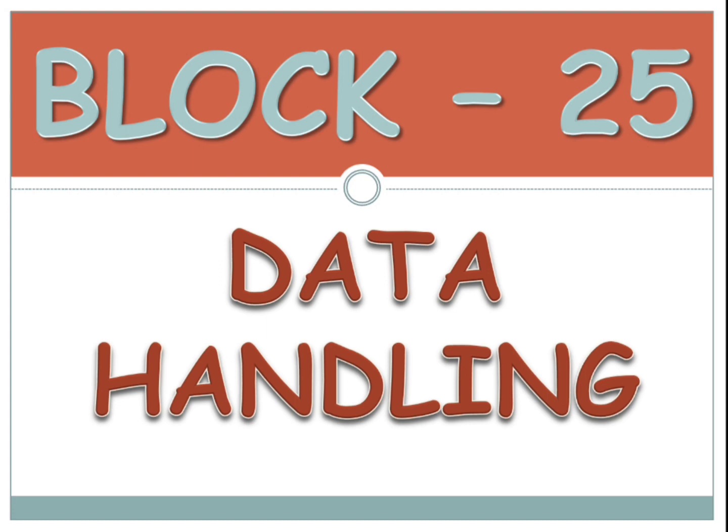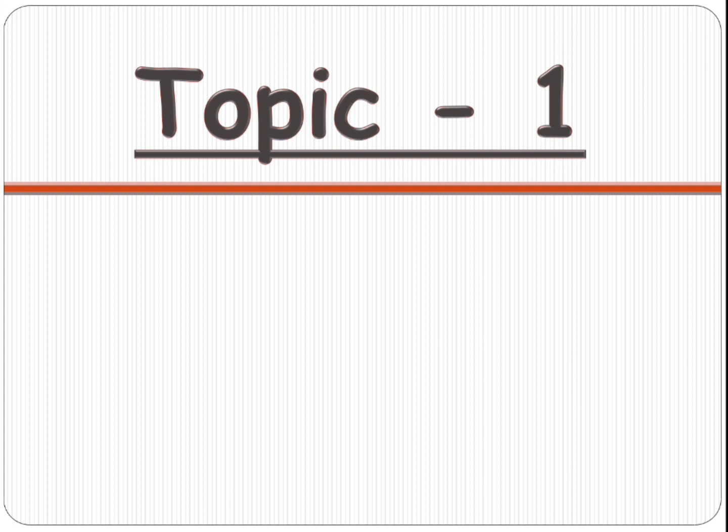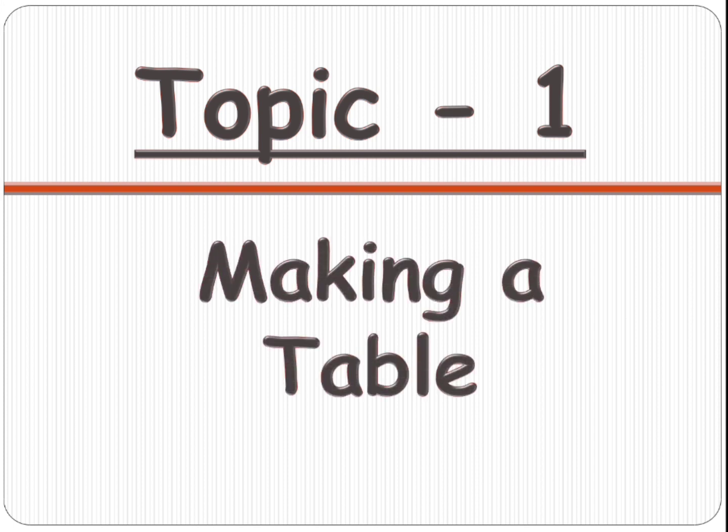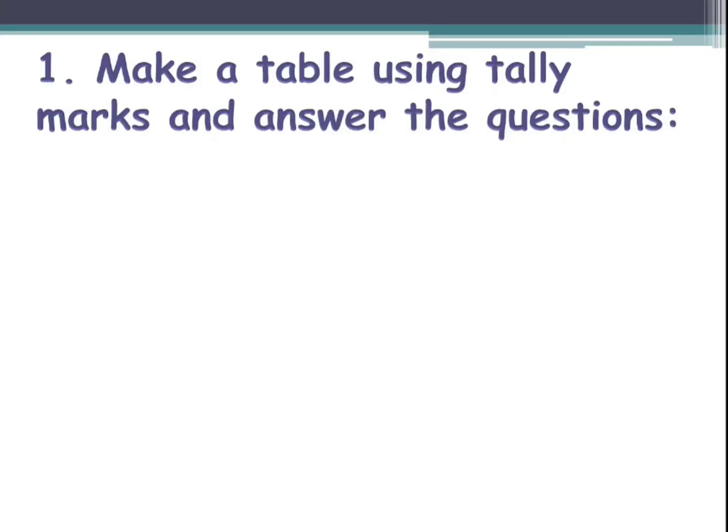So in this, our first topic is, for any given information, you have to make a table. Why are we making a table? Because to sort the things in a proper order. Let's see how. Make a table using tally marks and answer the questions. You need to do the tally marks for the given data and then you have to answer the questions also. So let's see.